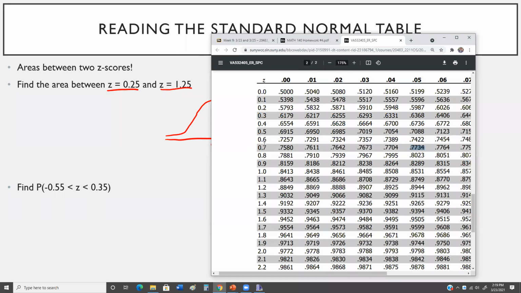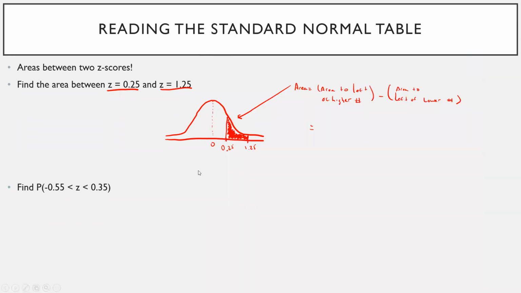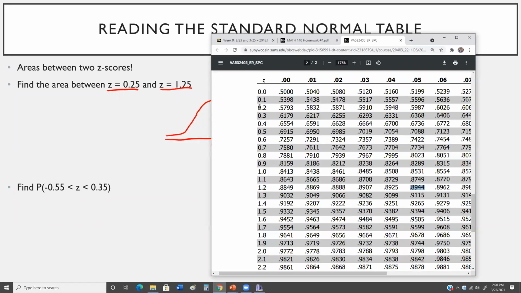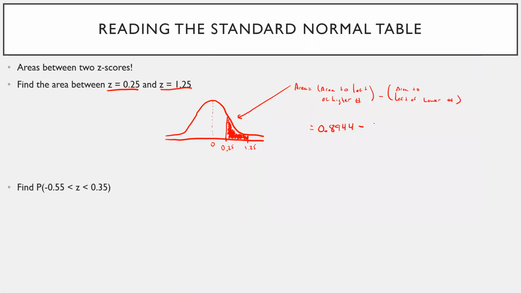I'm going to go to my table, to 1.25, which is 0.8944. And then I'm going to look up the lower number, which is 0.25. Here's 0.25, which is 0.5987. And I'm just going to subtract them.